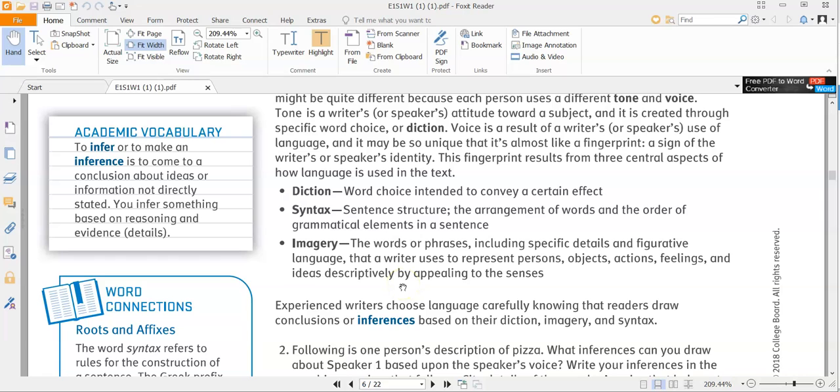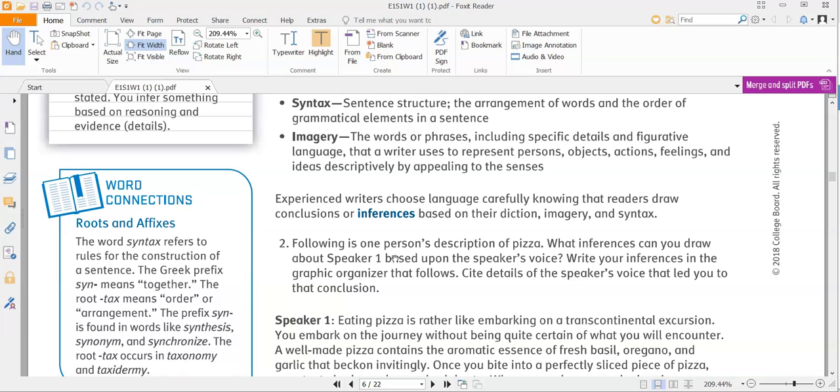Now it says, experienced writers choose language carefully, knowing that readers draw conclusions or inferences based on their diction, imagery, and syntax. So an inference, which is up here under academic vocabulary, is to come to a conclusion about ideas or information not directly stated. So it's basically like reading between the lines. If somebody says something but you can kind of hear their true meaning behind what they say, that would be inferencing.